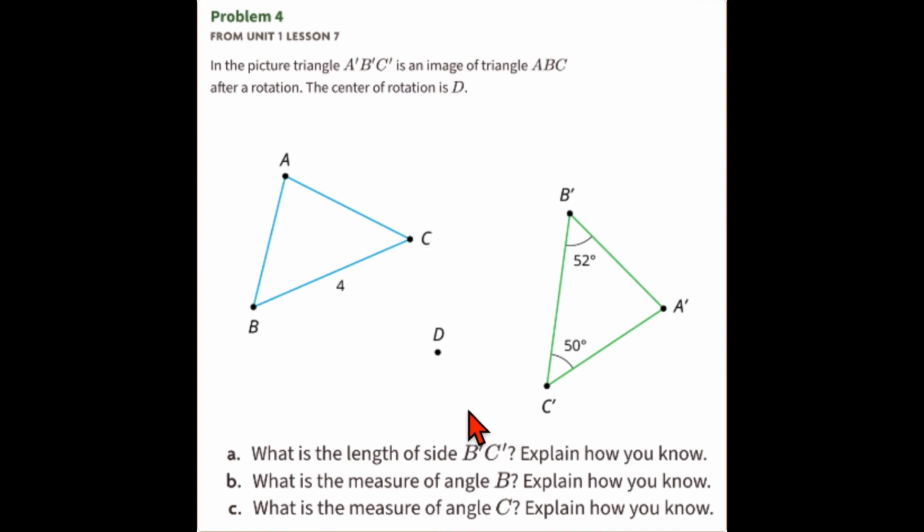So let's go through how you know that. Let's look at the rotation. You're looking at side length B prime C prime. What is its length based on this side length right here, BC? Angle B, what's the size of angle B based on the size of angle B prime? And angle C, what's the size of angle C based on the size of angle C prime?